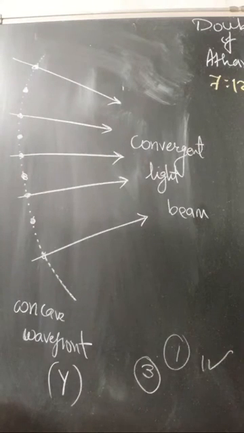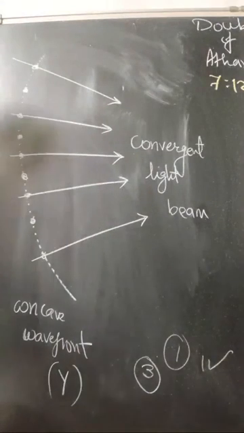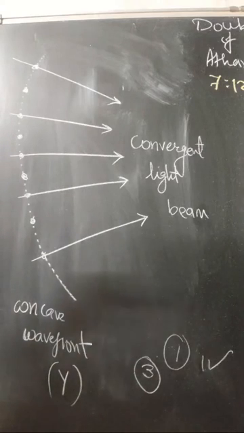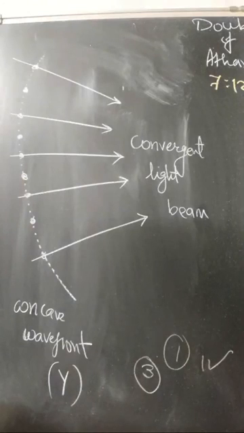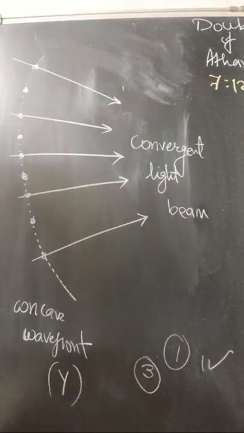Yes, Devdatta has answered it. Very good, Devdatta. So the answer is these secondary wavelets are going to produce their own disturbance in the form of a spherical wavefront. Correct answer. Yes, I can see all of you have answered correctly. Keep it up, guys.